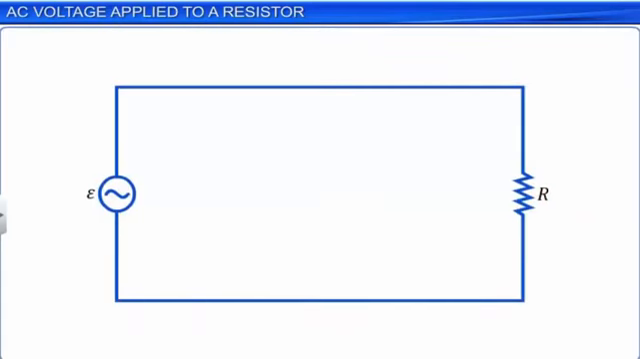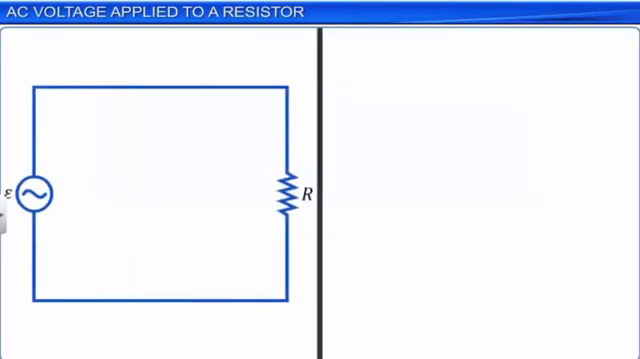Let us study what happens when an AC voltage source is connected in series to a resistor with resistance R. The potential difference provided by the AC source is expressed as V = Vm sin ωt. Here, Vm represents the amplitude of the voltage and ω represents the angular frequency of the oscillations of the potential difference.